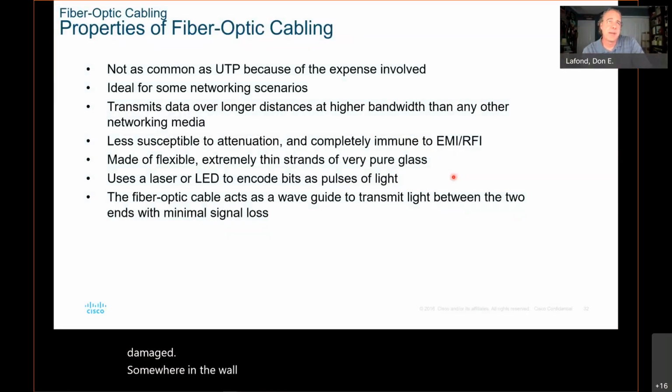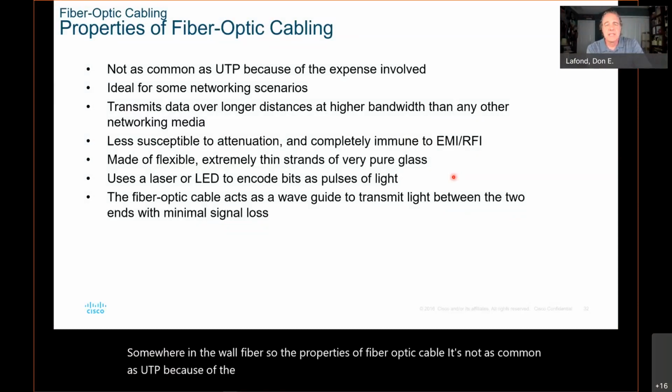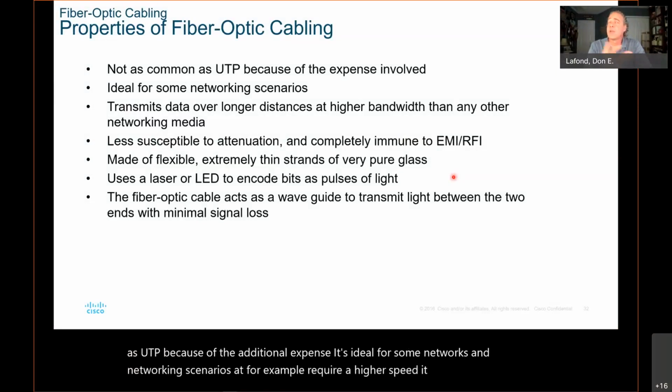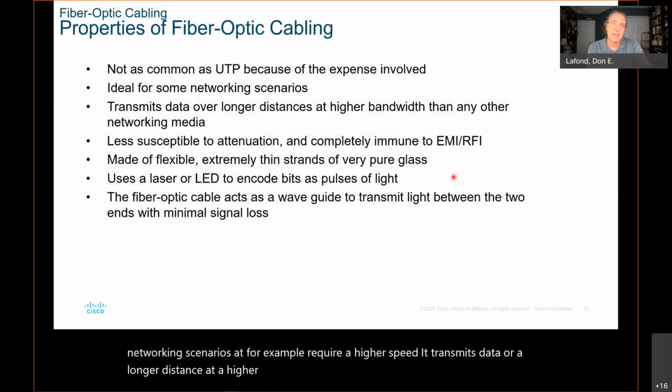Fiber. So the properties of fiber optic cable: it's not as common as UTP because of the additional expense. It's ideal for some networks and networking scenarios that, for example, require a higher speed. It transmits data over a longer distance at a higher bandwidth than other network media. It's less susceptible to attenuation and completely immune to EMI and RFI.